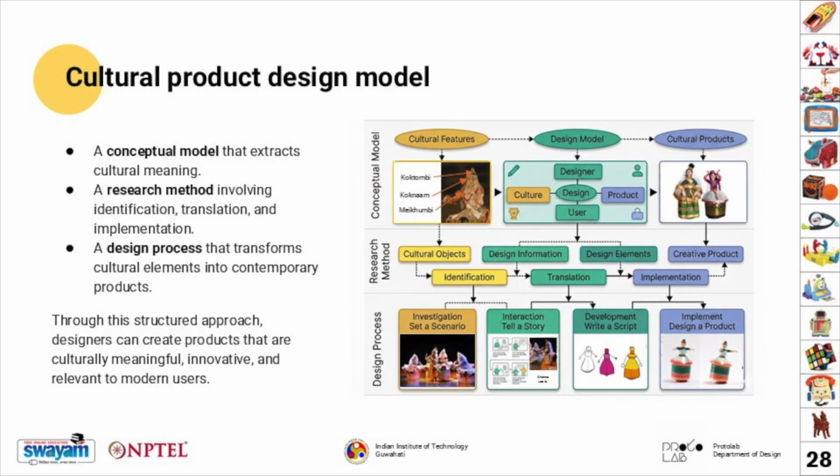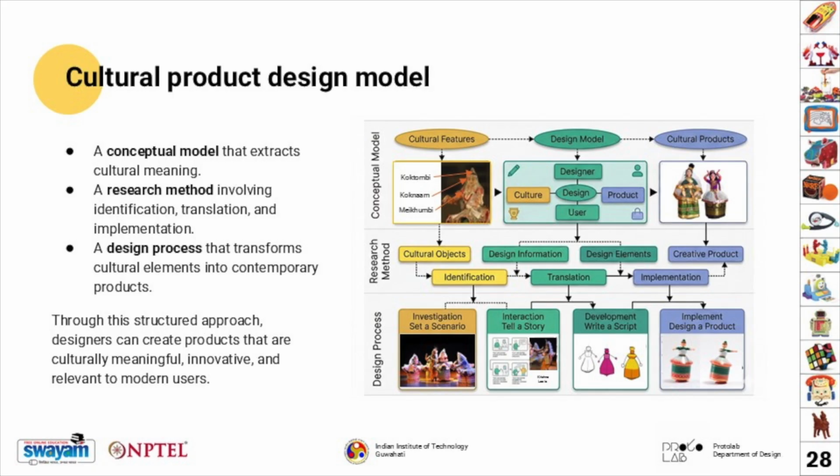Cultural toy design is a process consisting of three main components: the conceptual model, the research method, and the design process. The model provides a structured way to transform cultural elements into contemporary toy design. It helps designers systematically extract cultural meaning and interpret it into tangible products.